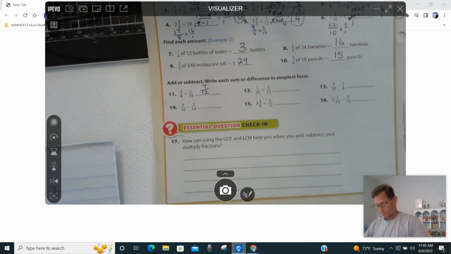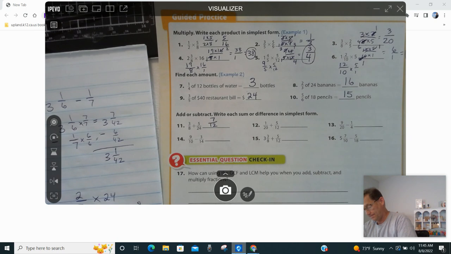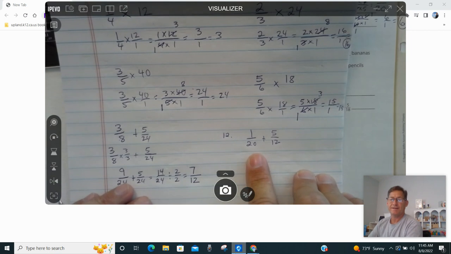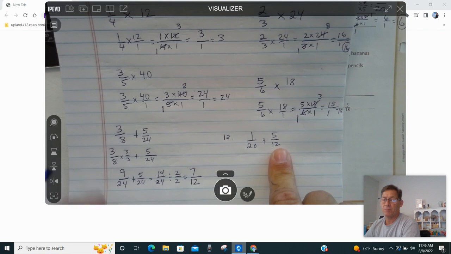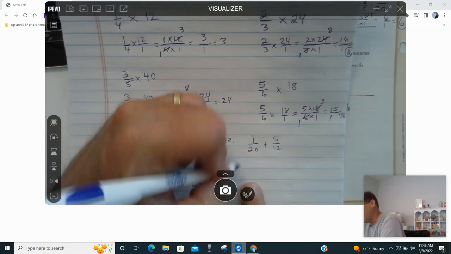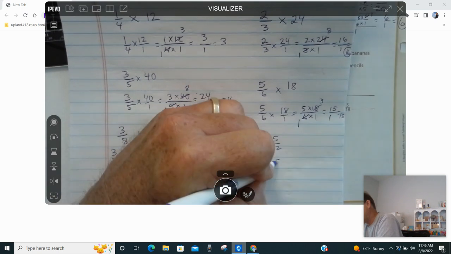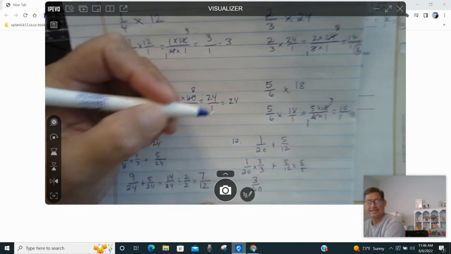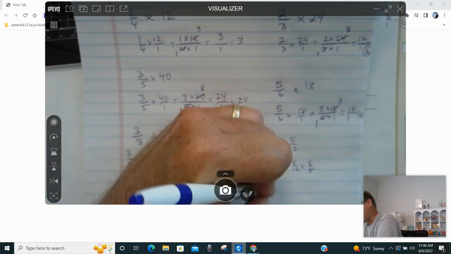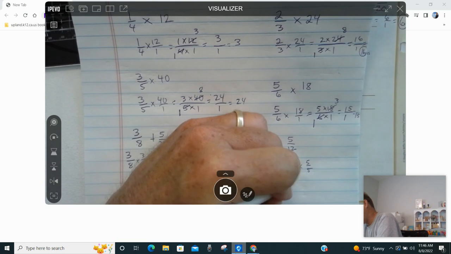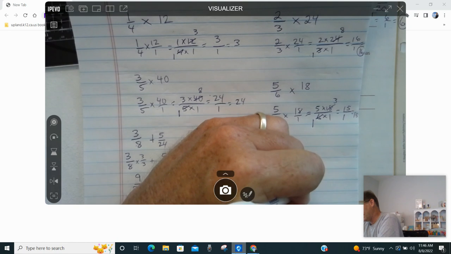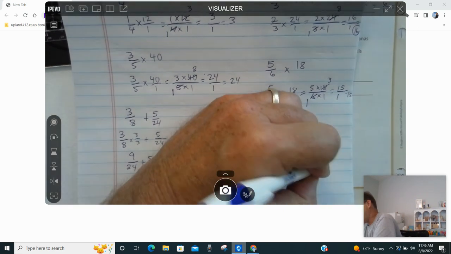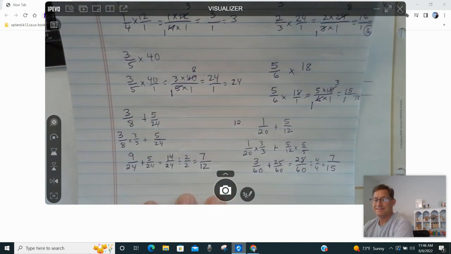Okay, number 12. 1/20 plus 5/12. Well, we've actually already had a problem in our work today using 20ths and 12ths. We know that 12 can become 60 by multiplying by 5, and we know 20ths can become 60 by multiplying by 3. So let's rewrite these as equivalent fractions. 1/20 times 3 over 3 is 3/60. And 5/12 times 5 over 5 is 25/60. Add those together, we get 28/60. I know one of the factors of 28 is 4, and 4 is also a factor of 60. So I'm going to divide both of them by 4. And I come up with an answer of 7/15.